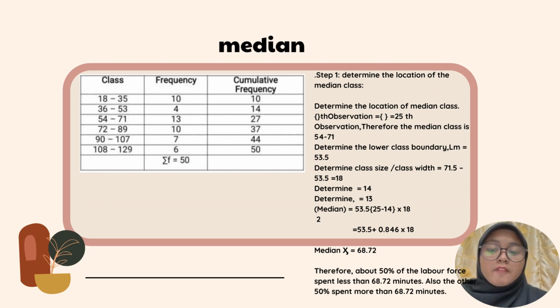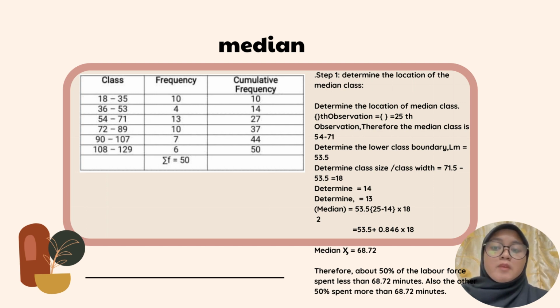Determine the summation of f up to the class before the median, which is 14. Determine the f of the median class, which equals 13. Median equals 53.5 plus open bracket 25 minus 14 close bracket multiplied by 18 divided by 13, which equals 53.5 plus 0.846 multiplied by 18. The median, X tilde, equals 68.72.